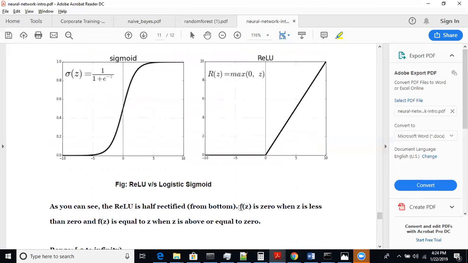ReLU is half rectified. f(z) is 0 when z is less than 0, and f(z) is equal to z when z is greater than or equal to 0. So from here it is f(z) equal to z, and here it is 0. f(z) is 0 when z is less than 0.